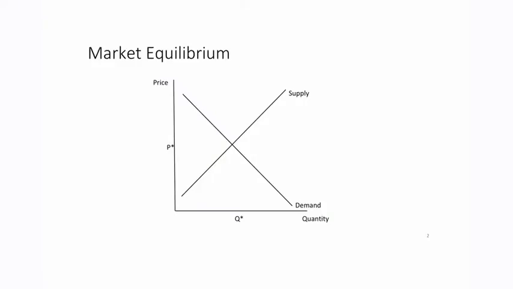So as you can see here, we have the quantity on the x-axis and the price on the y-axis. Our demand curve is downward sloping, again because of the law of demand, and our supply is upward sloping. The point where demand and supply meet, we'll call this point A, is called the equilibrium.